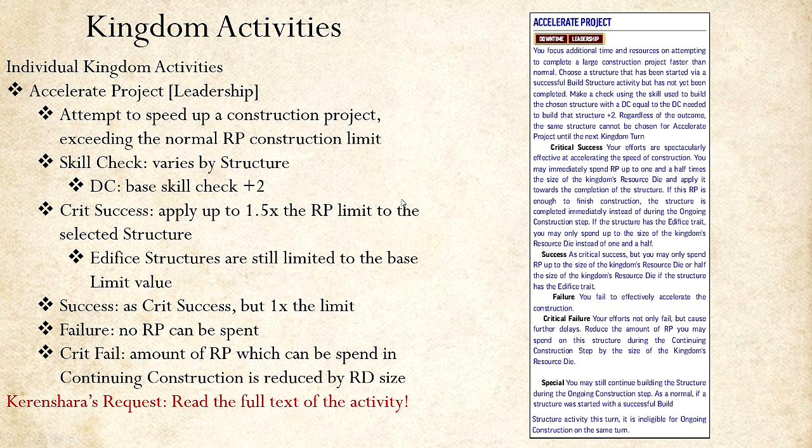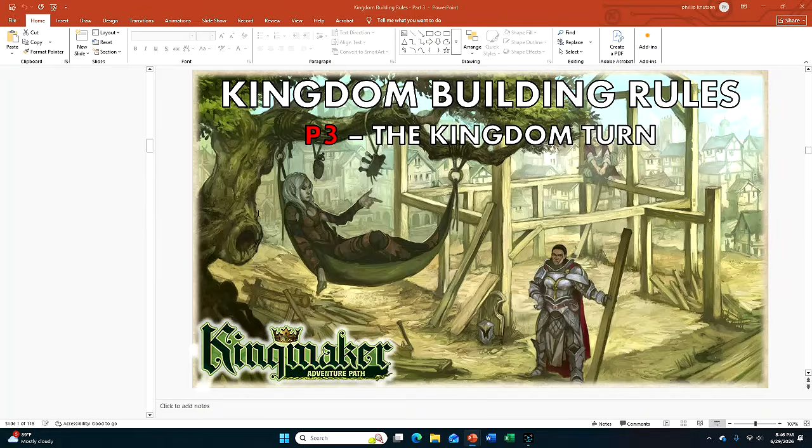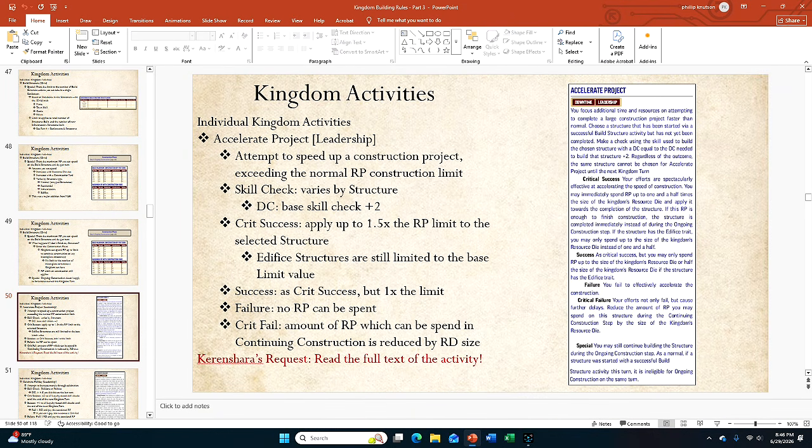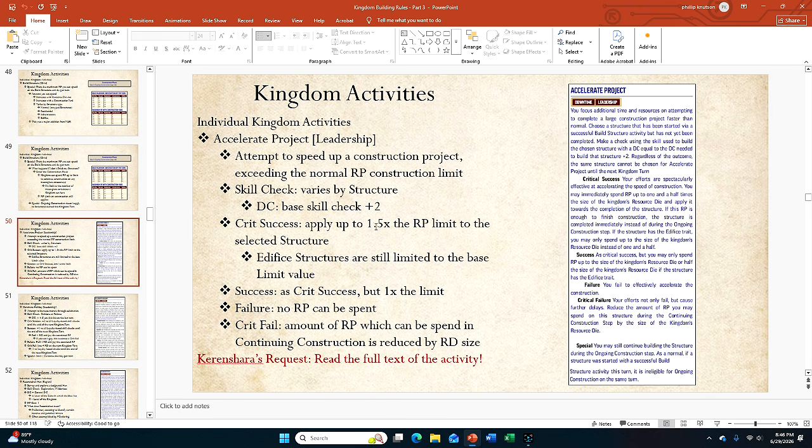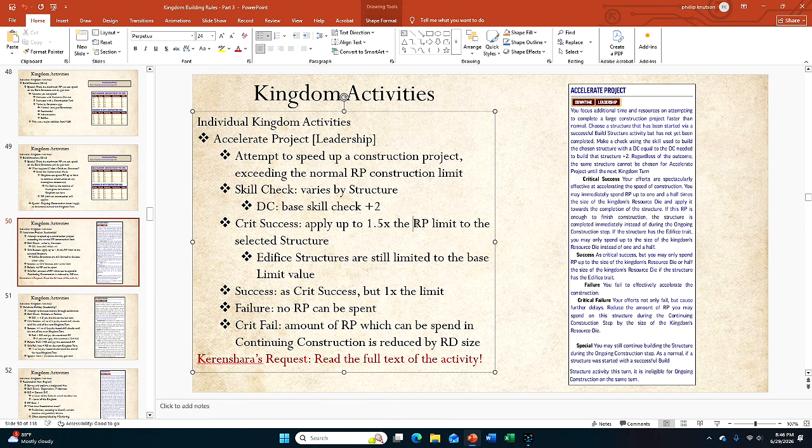So I'm kind of glad that I read that out because I said the wrong thing here. I'm going to make a slide adjustment so those of you who like to pause and read the slides will have the right one to read. Apply 1.5, it's not the RP limit, it's the resource die size. This is the type of nice, polished content that you get here at Pathfinder. And you wonder why I script my videos in advance.